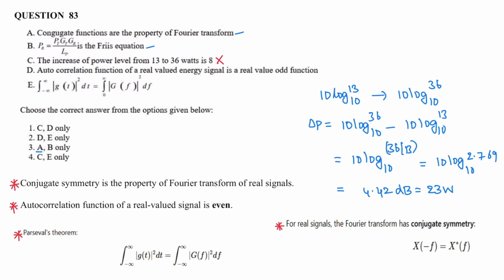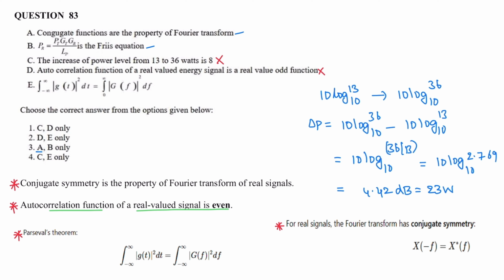Statement D. Autocorrelation function of a real valued energy signal is real valued odd function. Statement D is also incorrect. The autocorrelation function of real valued signal is even. Autocorrelation function of real valued signal is even.